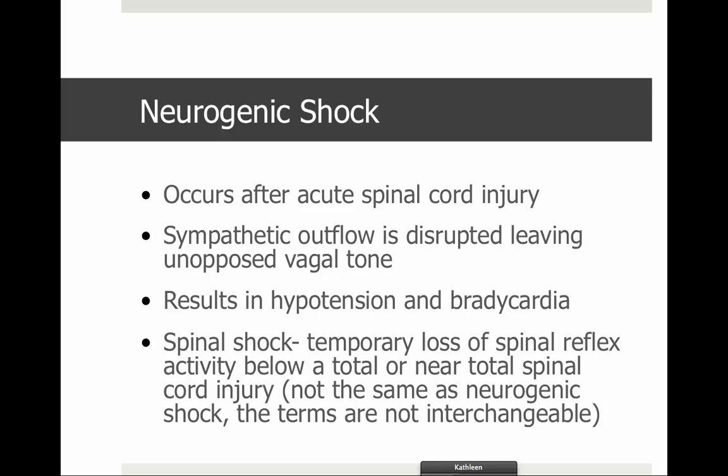Spinal shock is a temporary loss of spinal reflex activity below a total or near total spinal cord injury. Not the same as neurogenic shock. The terms are not interchangeable.